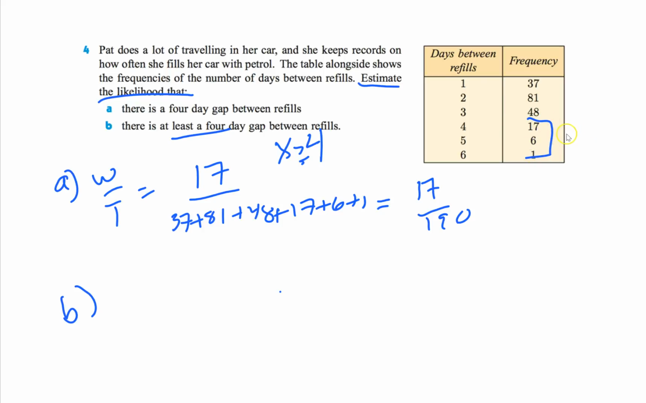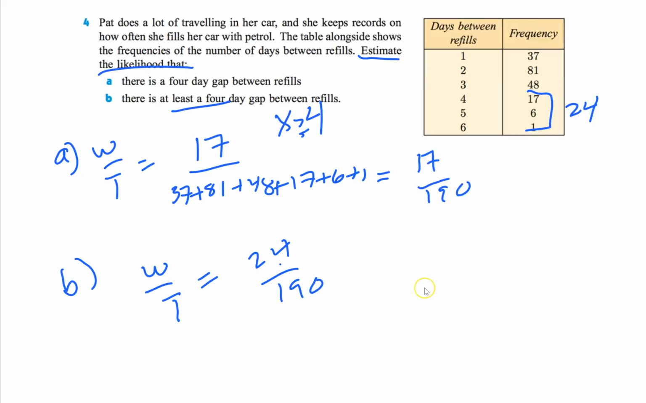Right, so it has to add up all these. So 4 plus 6, 23, 24. So 1 over total. This is going to be 24 over 190. So the odds that she needs at least a 4-day gap is 24 from 190, whatever that small percentage is. Get a new car, girl.